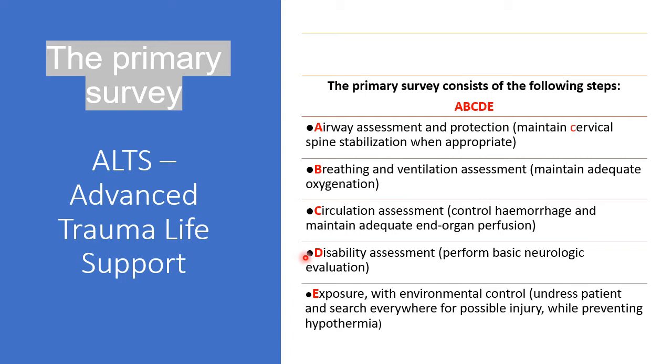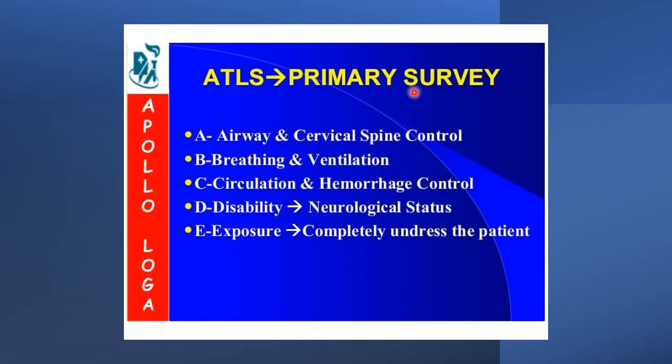Disability assessment by performing a basic neurological evaluation of the patient, and exposure with environmental control. Undress the patient, search everywhere for possible injury while preventing hypothermia. Okay, ATLS primary survey. This is a summary: airway, breathing, circulation, disability, and exposure.